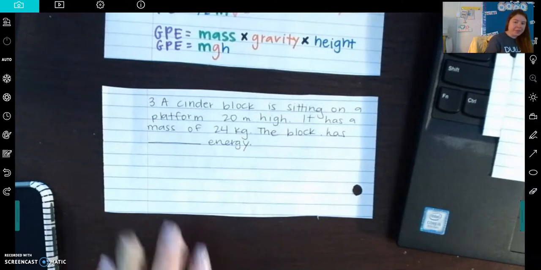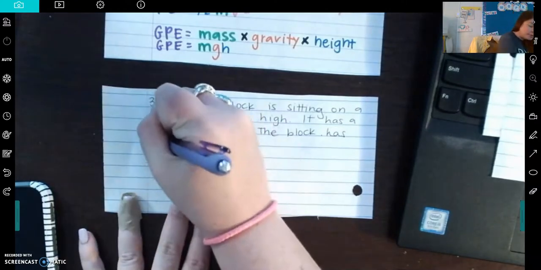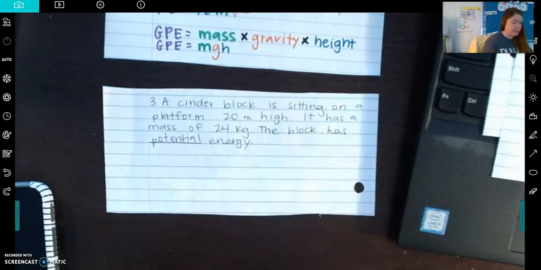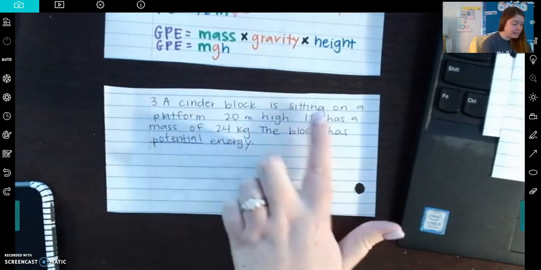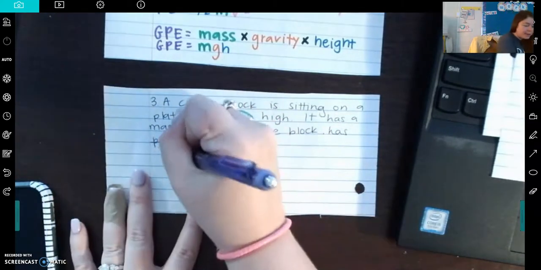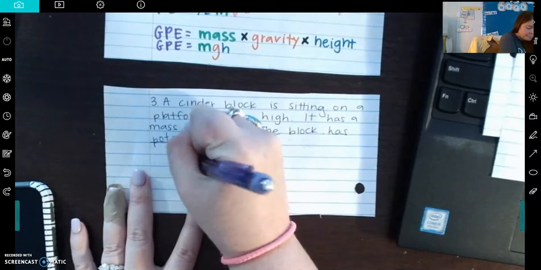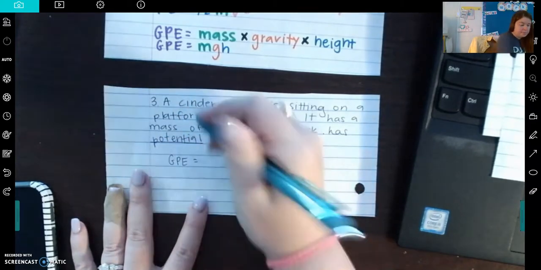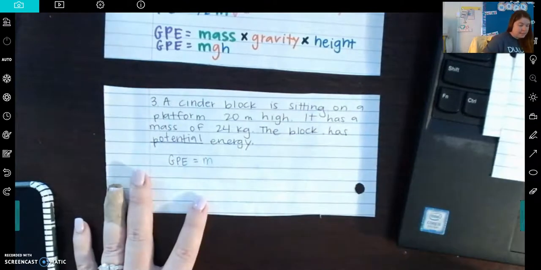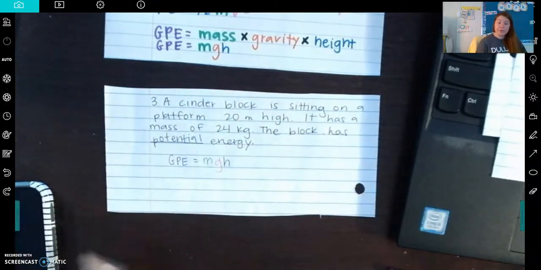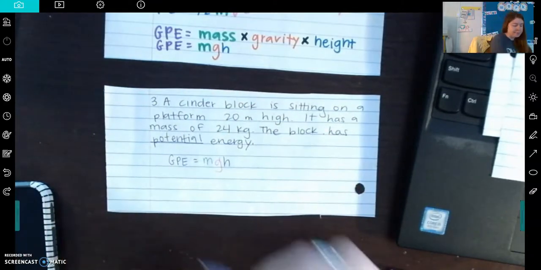All right, the block has potential energy because there is no movement implied. A cinder block is sitting on a platform. It is just sitting there. It's not moving at all. So I know that my GPE is going to be mass times gravity times height. So I need to go looking for these pieces of information.